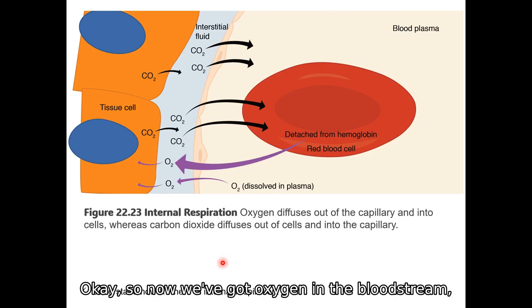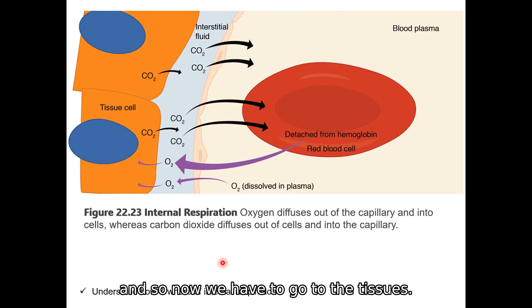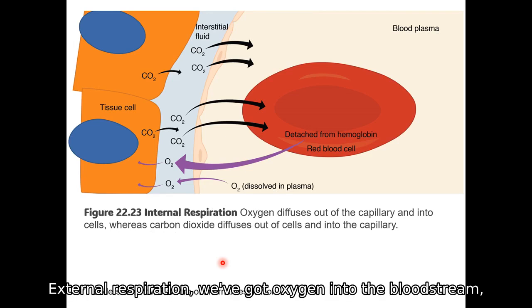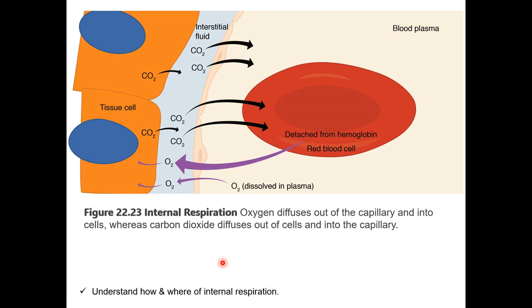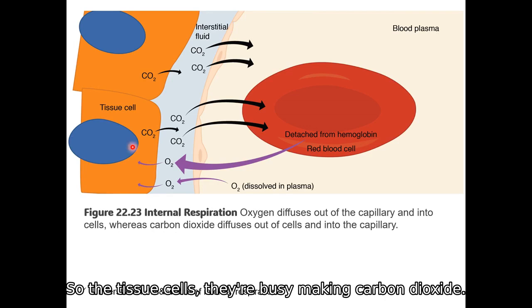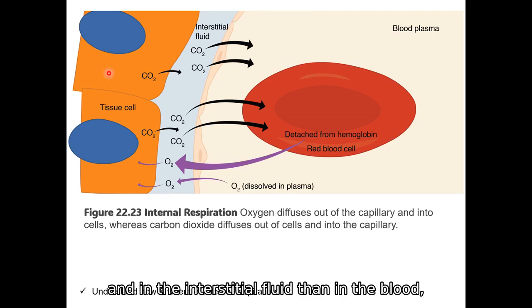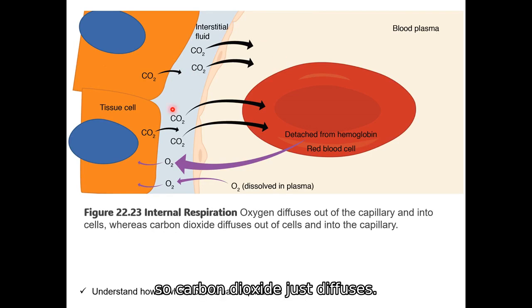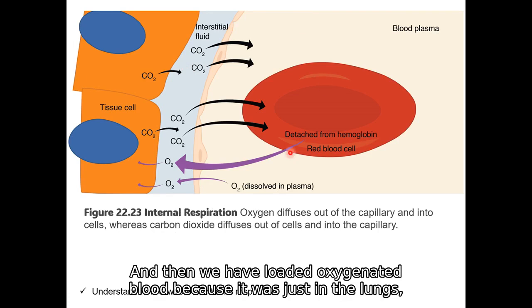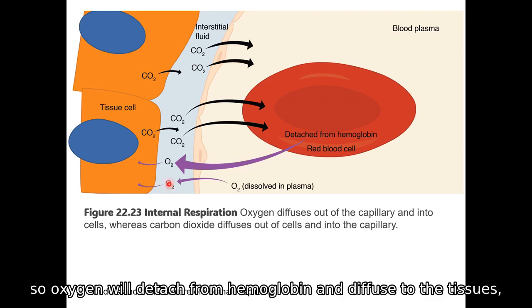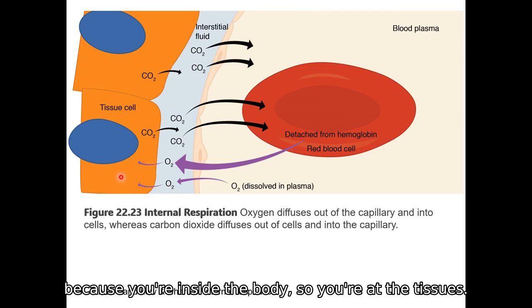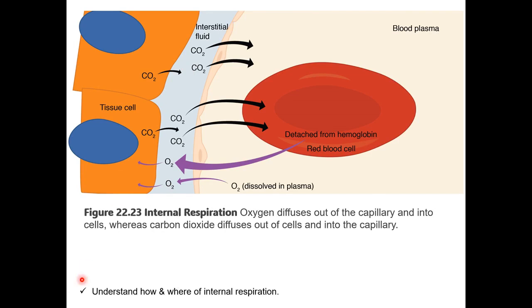Okay, so now we've got oxygen in the bloodstream, and so now we have to go to the tissues. So we had pulmonary ventilation, just breathing, and external respiration, we've got oxygen into the bloodstream, and now the blood is going to be carried by the cardiovascular system to each of our cells, right? So the tissue cells, they're busy making carbon dioxide. So carbon dioxide will be higher pressure in the cells and in the interstitial fluid than in the blood, so carbon dioxide just diffuses. And then we have loaded oxygenated blood because it was just out of the lungs, so oxygen will detach from hemoglobin and diffuse to the tissues. And so that's called internal respiration because you're inside the body, so you're at the tissues.